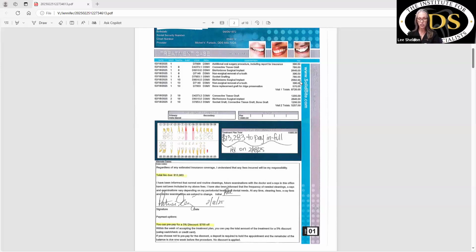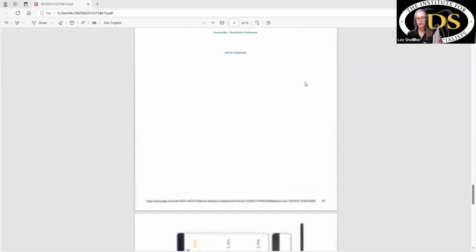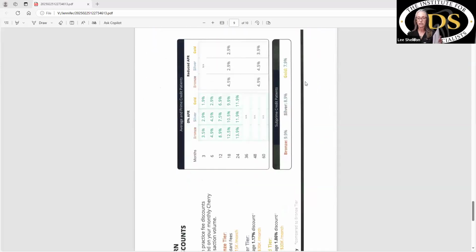Now, for Cherry, they do have, let's go down here. Cherry does have this little tier system, and now it's sideways, and I do apologize. But they have a bronze tier, they have a silver tier, and they have a gold tier. Gold tier is the best.